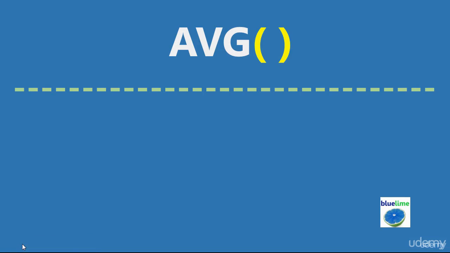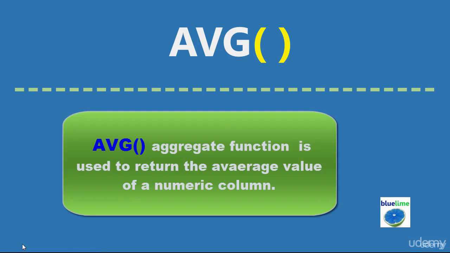Hello and welcome to this lecture on the AVG aggregate function. AVG is abbreviated to average. So the AVG aggregate function is used to return the average value of a numeric column. So the column you are performing the AVG function on has to be a numeric column.